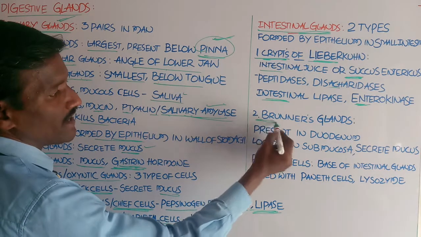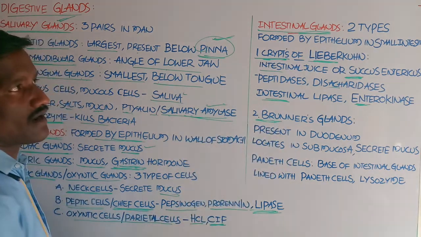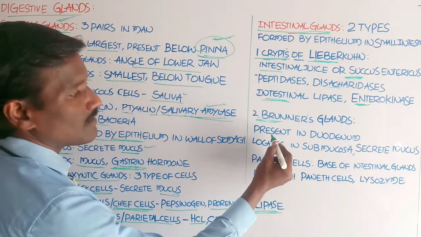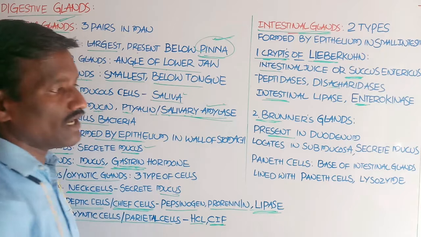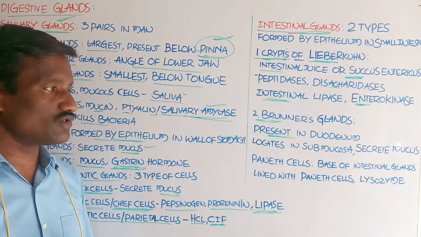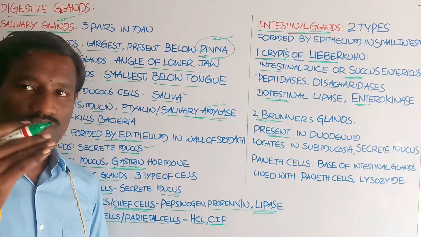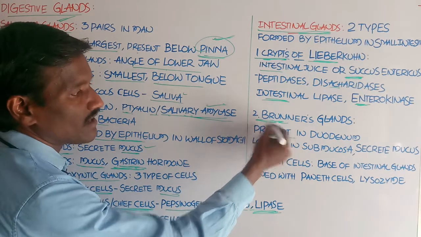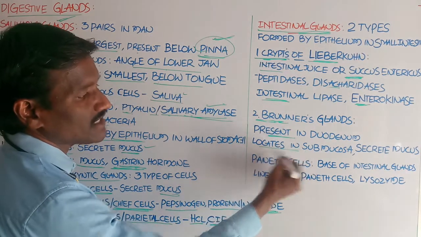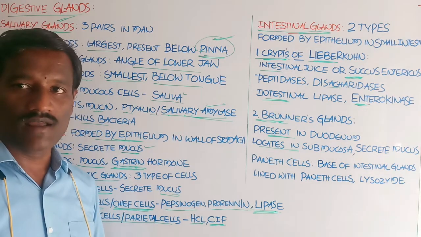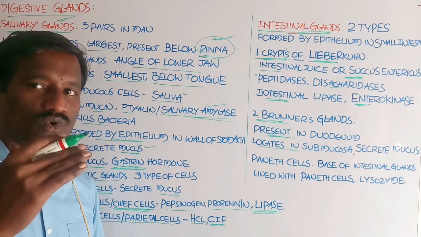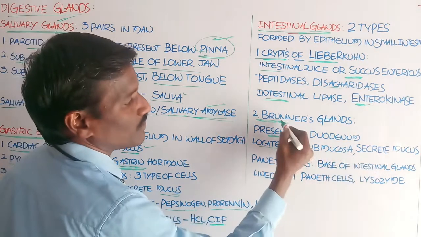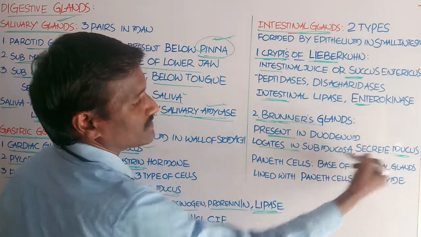Next, another one is the Brunner glands. It is one type of the intestinal glands. These are present in the region of the duodenum. The duodenum, part of the small intestine, consists of Brunner glands located in the submucosa. Already you know about the mucosa and submucosa. Brunner glands secrete mucus.